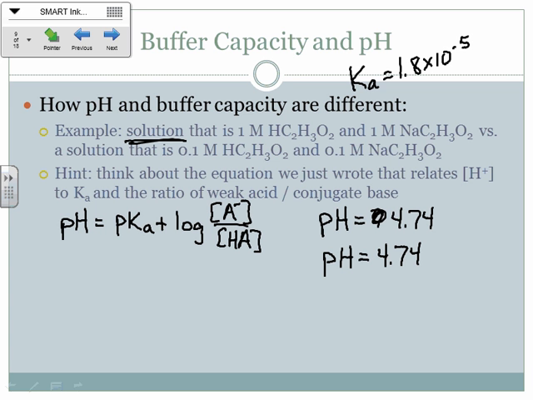Do you see the difference between those two? The difference between the capacity and the pH? Okay, so both of these have a pH of 4.74. But one of them can actually take more acid or base before the pH really starts to change. And that depends on the amount of weak acid and conjugate base you have in your buffer system. Okay? So everyone okay with that distinction between those two?